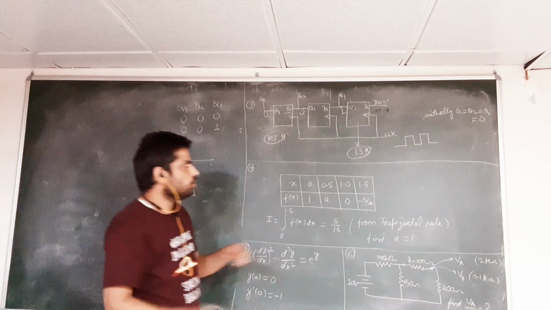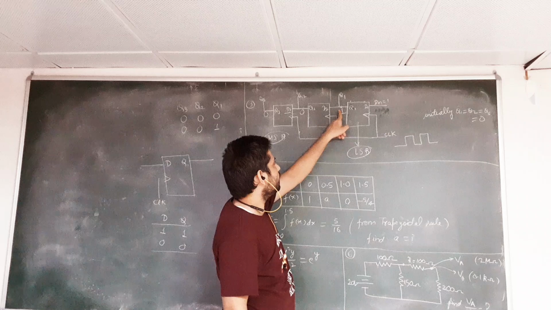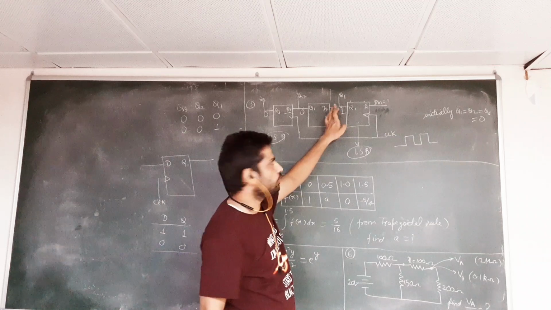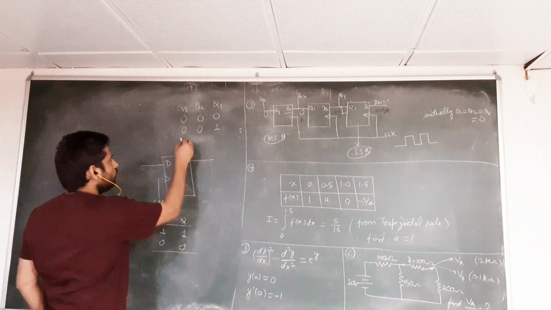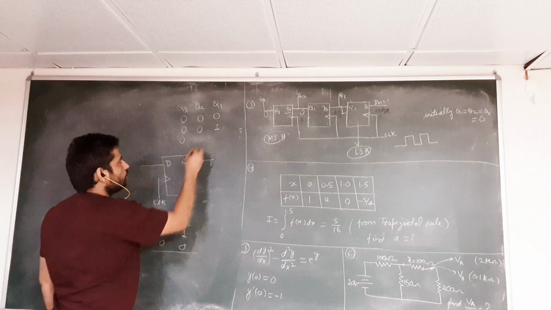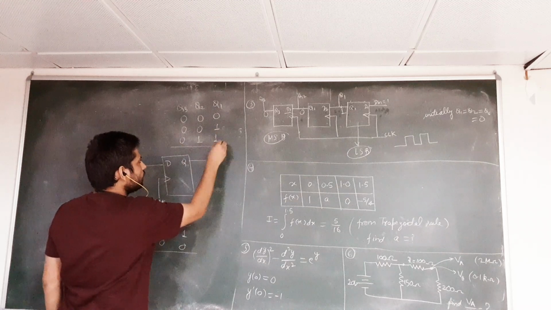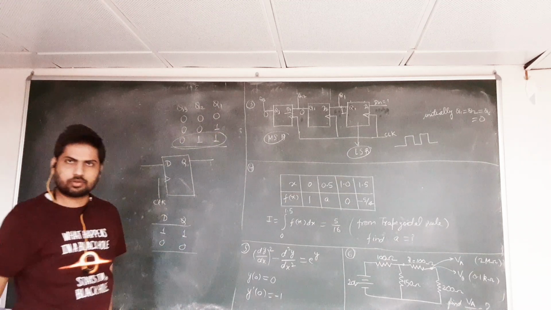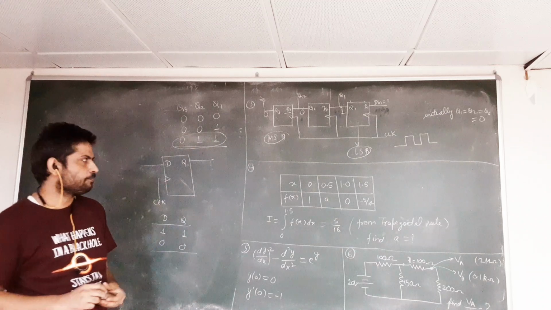After the second clock, this D input will again transfer here, and here the input of D2 is 1, so it will transfer to here, and this 0 will transfer to here. So now Q3 will be 0, Q2 will be 1, and Q1 will also be 1. So this will be the output after 2 clock cycles. So this is the question, and this will be the answer.